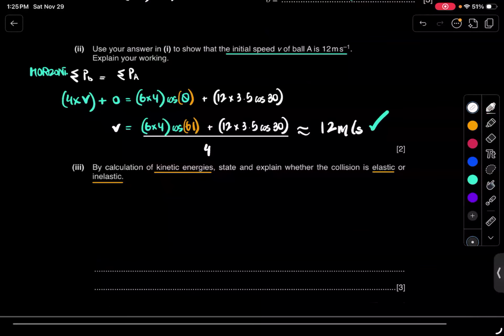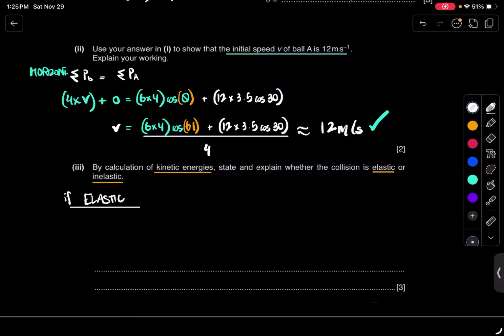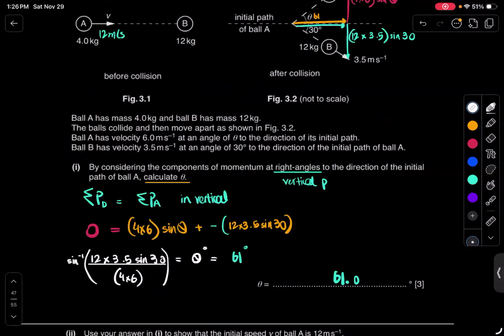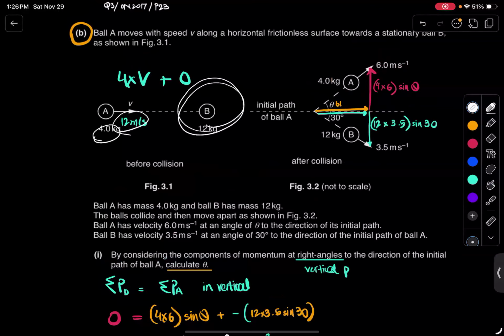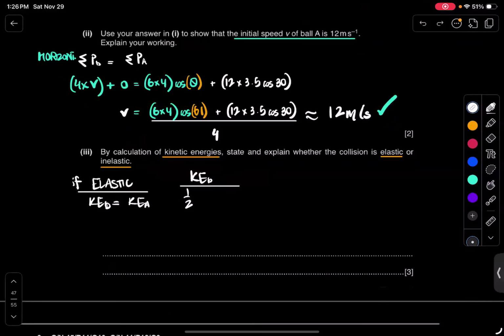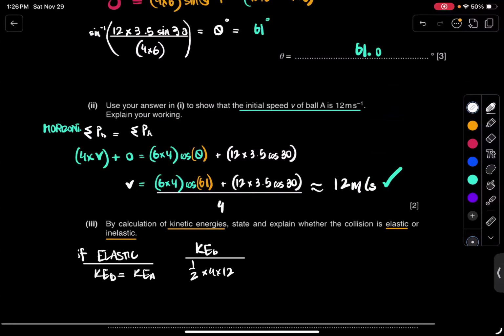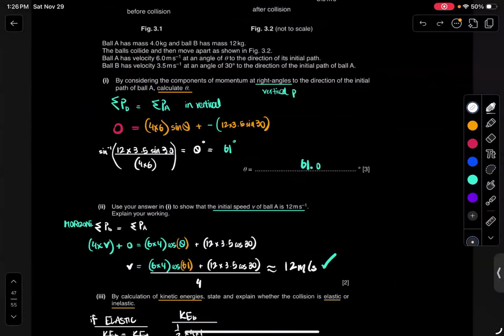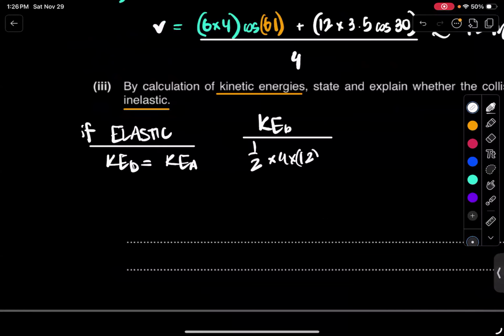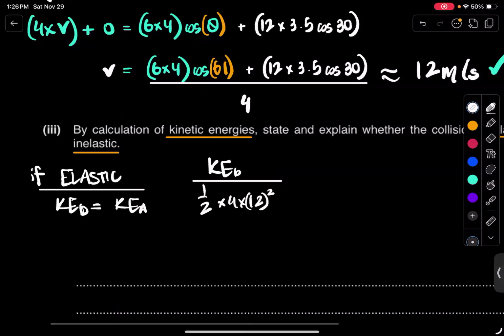So if it was elastic, then the kinetic energy before collision should equal the kinetic energy after collision, right? So now let's calculate the kinetic energy before. It's just a pretty simple calculation. 1/2 into mass into velocity squared. We're not going to take this because it's not moving. So 4 into 12 squared. Yes, we already calculated 12 squared. So this is the total kinetic energy of 4. It equals 0.5 into 4 into 12 squared. So that's 288.